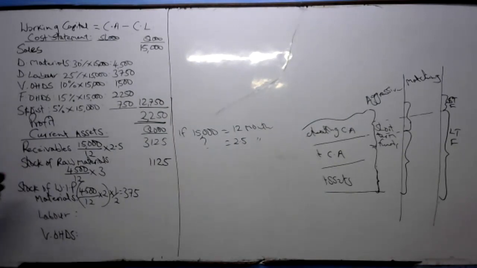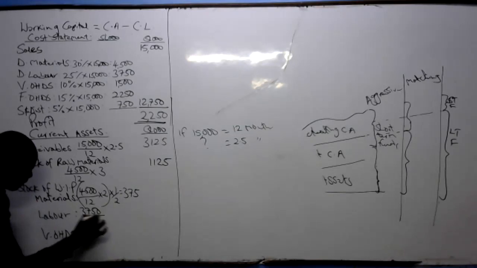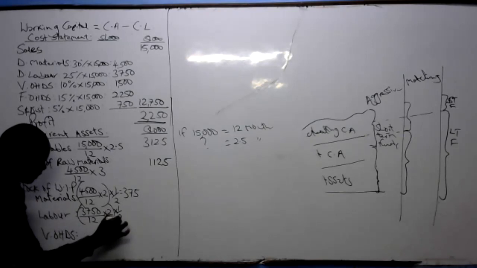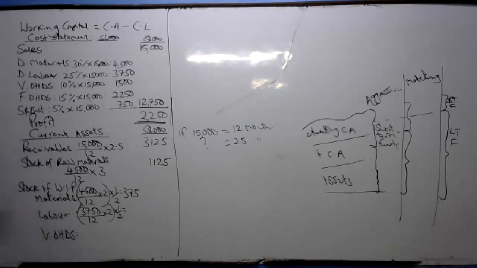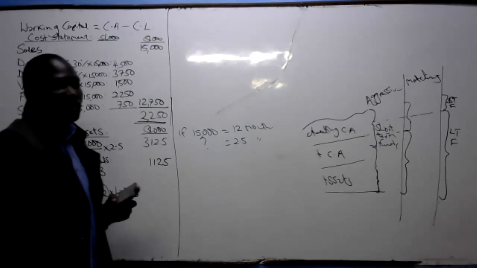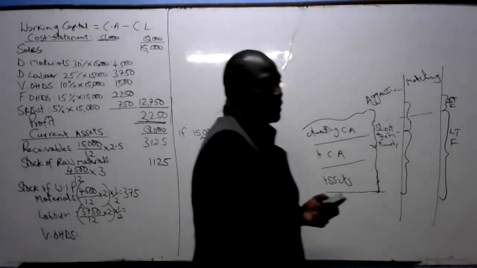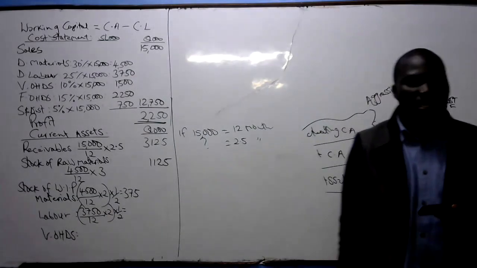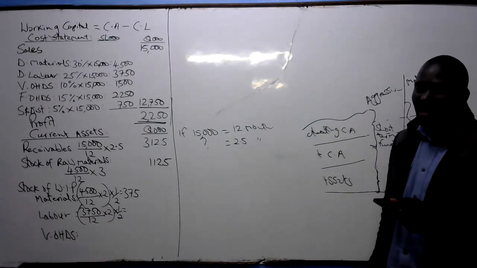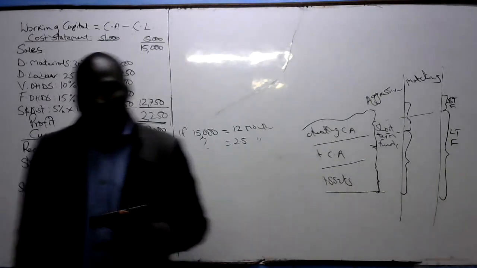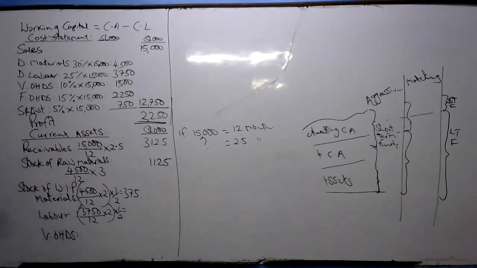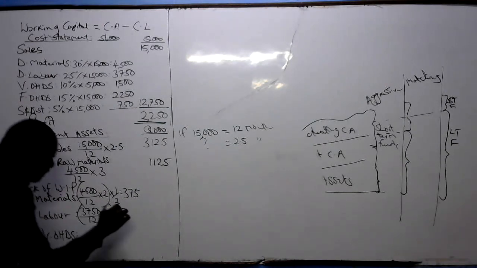Labor. 2 months worth of labor. Labor for the whole year, 3750 divided by 12 times 2 months. But work in progress is represented by a half. 2 months worth of half processed. So that labor becomes ngapi? 312.5.